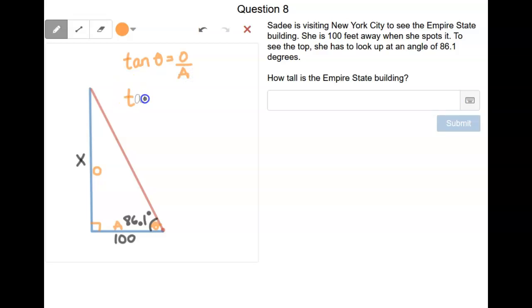So theta in this case is 86.1, and it's equal to the opposite, which is what we're looking for, over the adjacent, which is 100. Because the number is in the denominator, we're dividing by 100, so how do we undo dividing by 100? We want to multiply by 100. So we know that these two are going to reduce to 1.